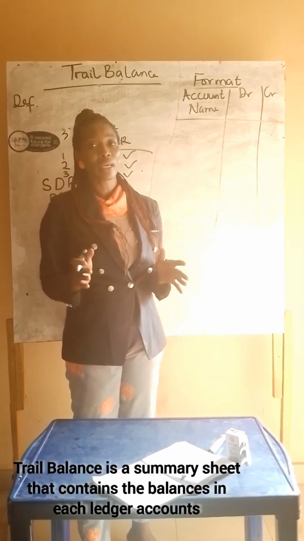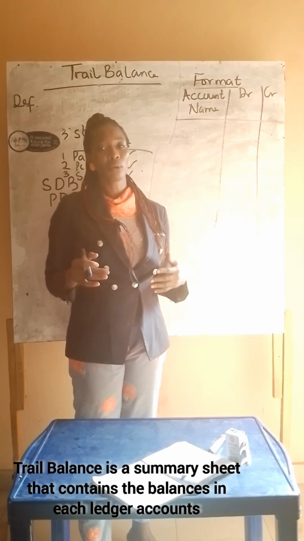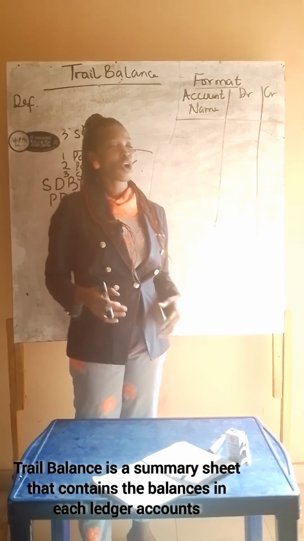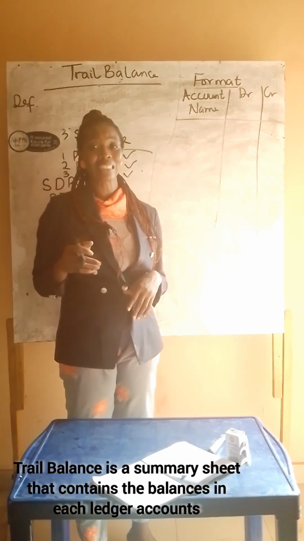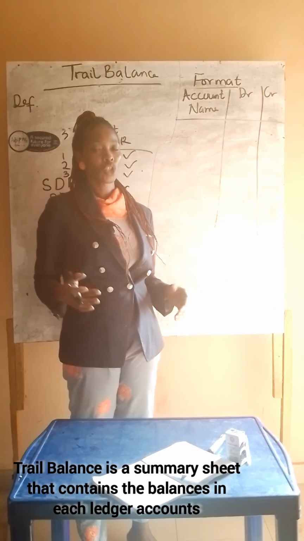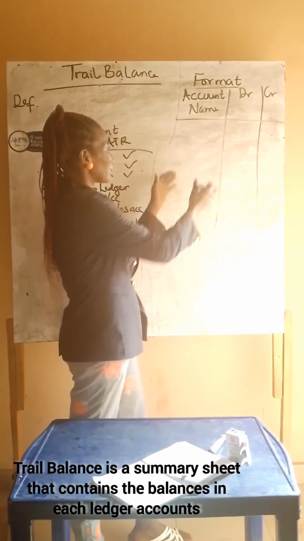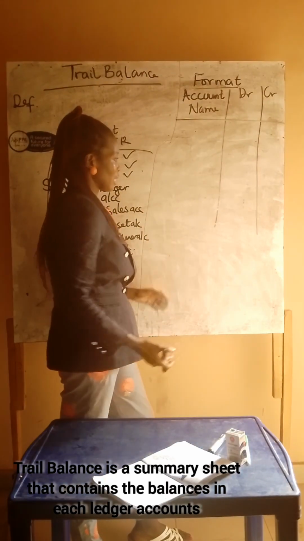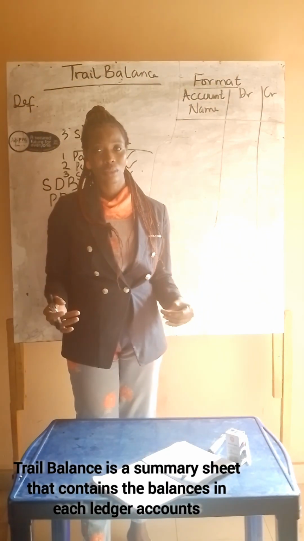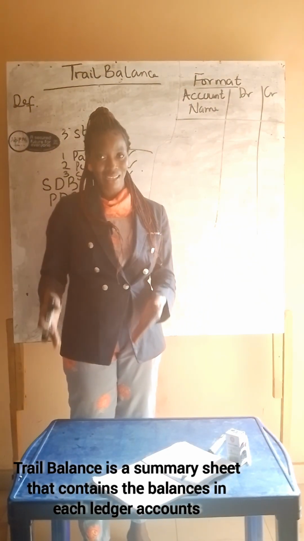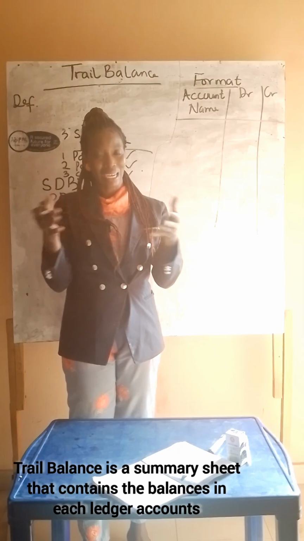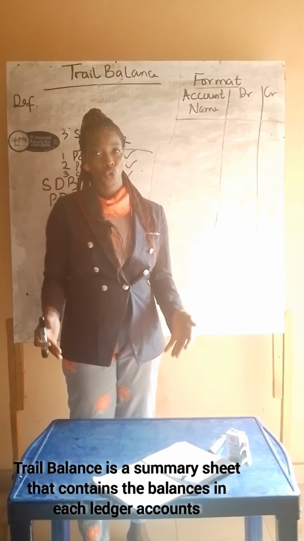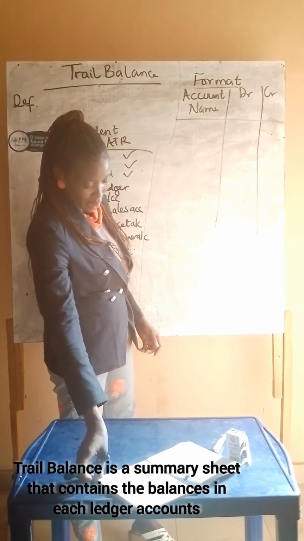We're just moving information in a more summarized manner so that once I pick up my trial balance, I can see the balance in each of the accounts. So your trial balance is just a list of all the accounts, a list of all the balances in all the accounts that you have prepared so far. So let's give a typical example.